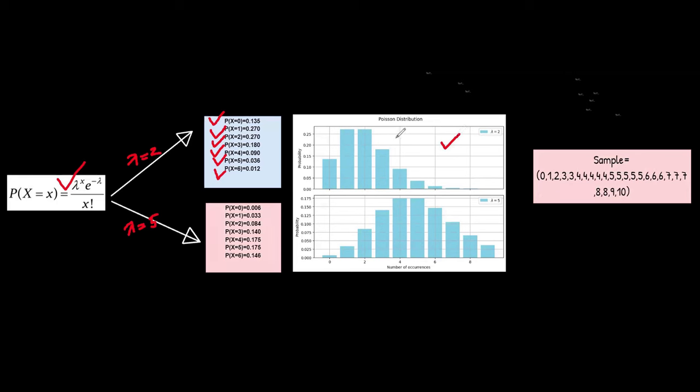What is the usefulness of a graph? You will know in one minute. Okay, so now I've drawn this graph. How about lambda is 5? I got these probabilities here, and then I drew a graph.